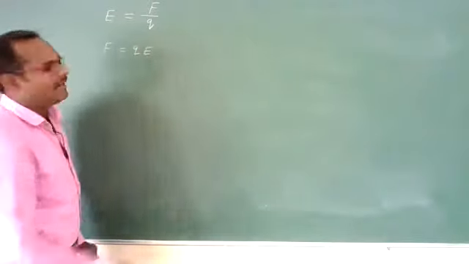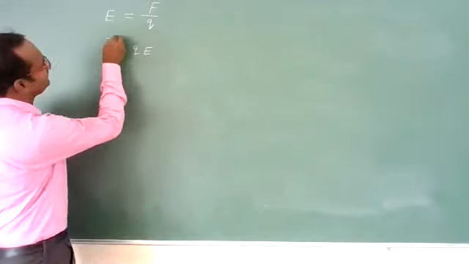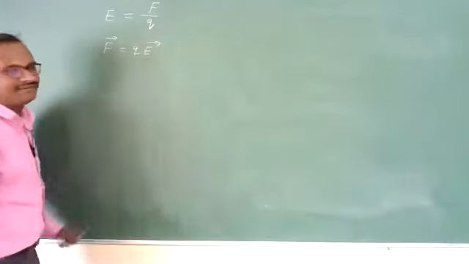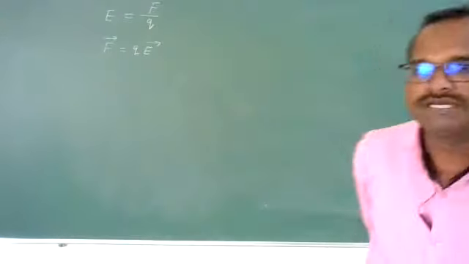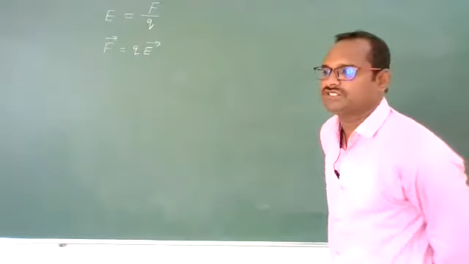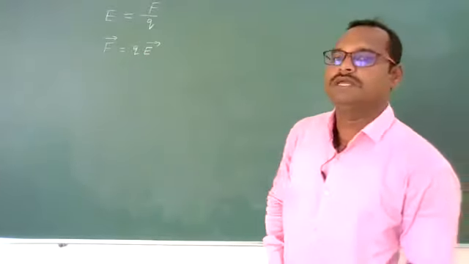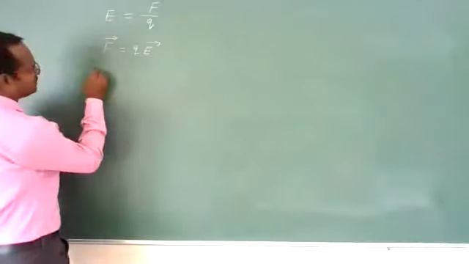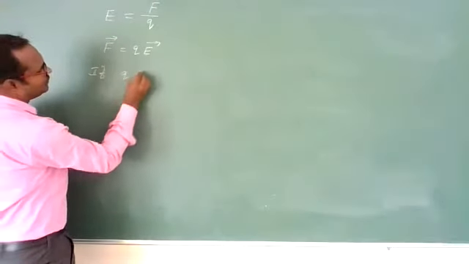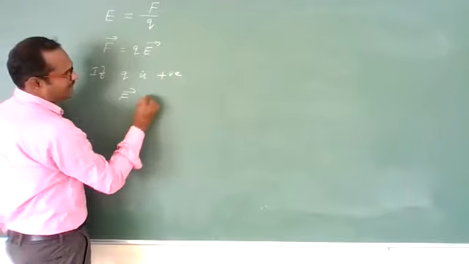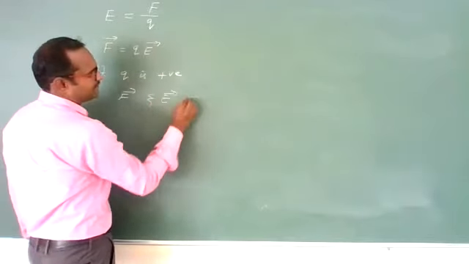Clear? And as you know, force is a vector quantity. Electric field is also a vector quantity, whereas charge is a scalar quantity. Now, the force acting on a charged particle due to an electric field is Q into E. And what is the direction of that force? If Q is positive, then the electric force and electric field are in the same direction.